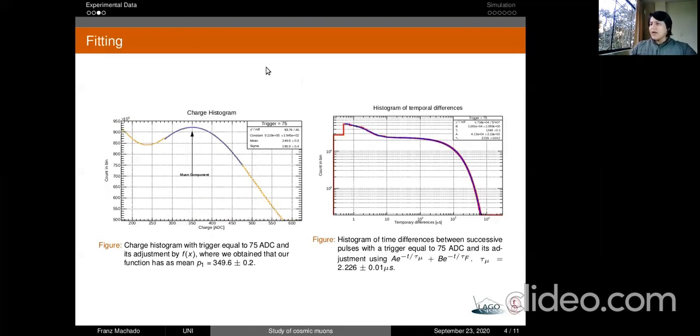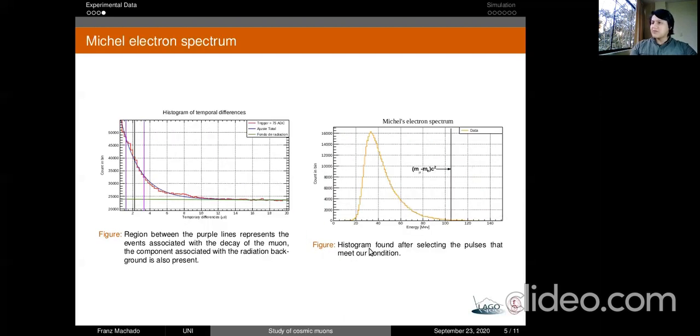In this part, we fit the curve. In this case, we obtain the relation between ADC and energy. In this case, 350 ADC is equal to 180 MeV. And for this, we found that the mean lifetime of the muon is this value, 2.226 plus minus 0.01 microseconds. That is very close to the most accepted experimental value.